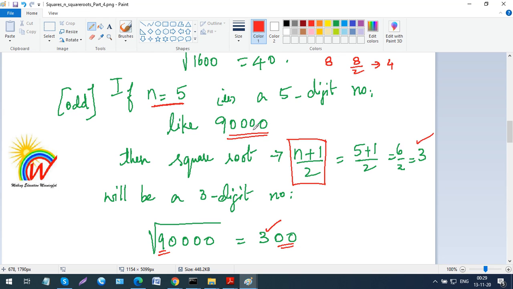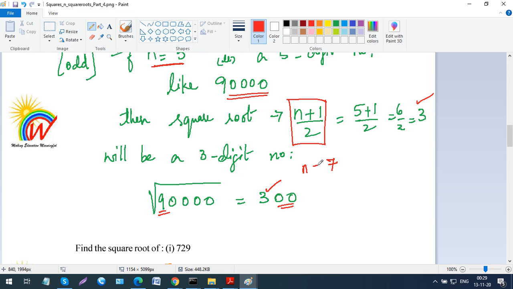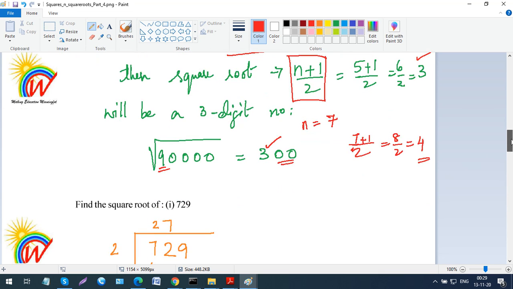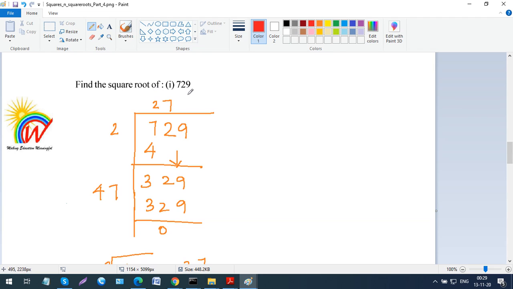So if I have a 7-digit number, 7 is odd, right? If n is odd, what will be the square root of this number? It's going to be 7 plus 1 by 2, which is 8 by 2, which is equal to 4. So the square root will be a 4-digit number. So this is how you find it. Alright, now we will find out how to find the square root of 729 by the division method. This is the method we are going to learn.